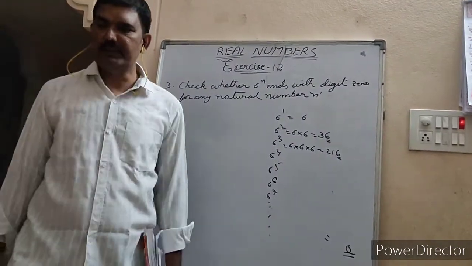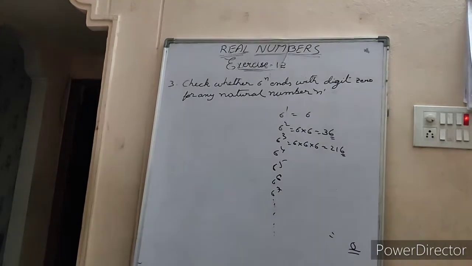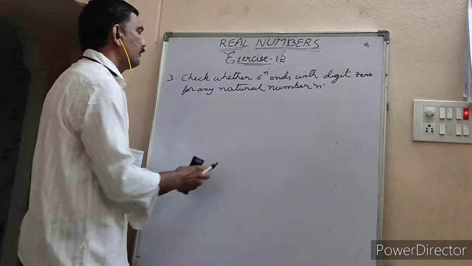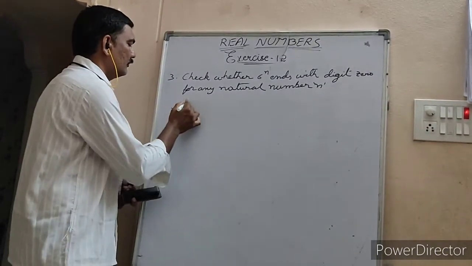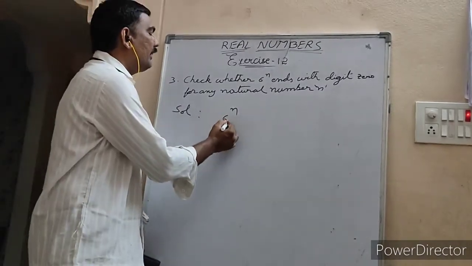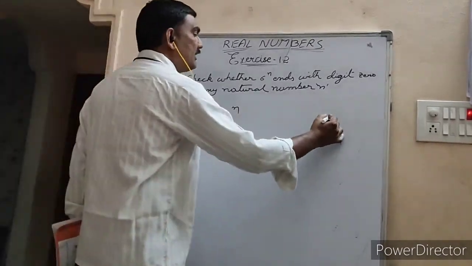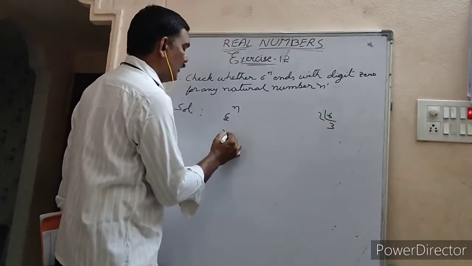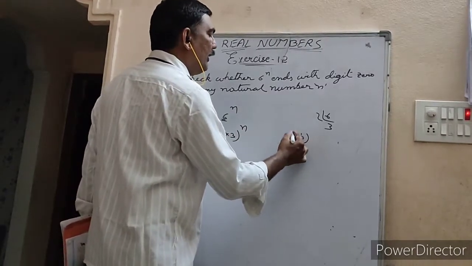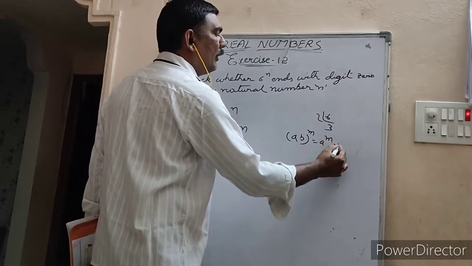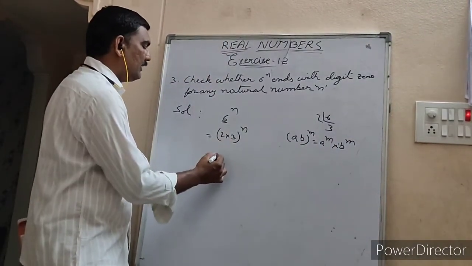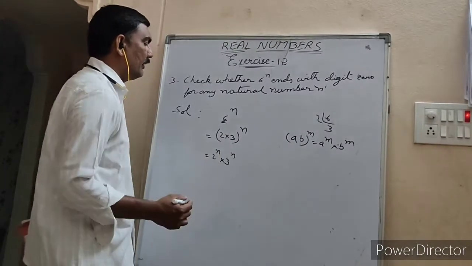Now what you have to do is, in solution, take 6 power n. Do prime factorization for 6. For 6, the prime factorization is 2 into 3, 2 into 3, entire whole power n. We have the formula (AB) whole power m is equal to A power m into B power m. So this you can write as 2 power n into 3 power n.